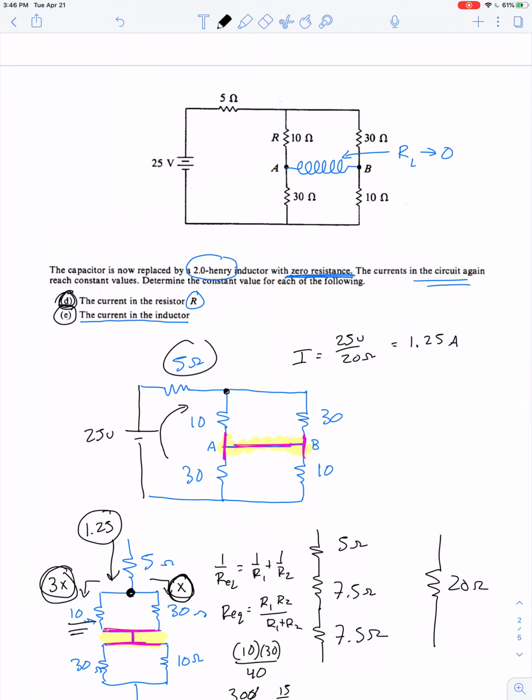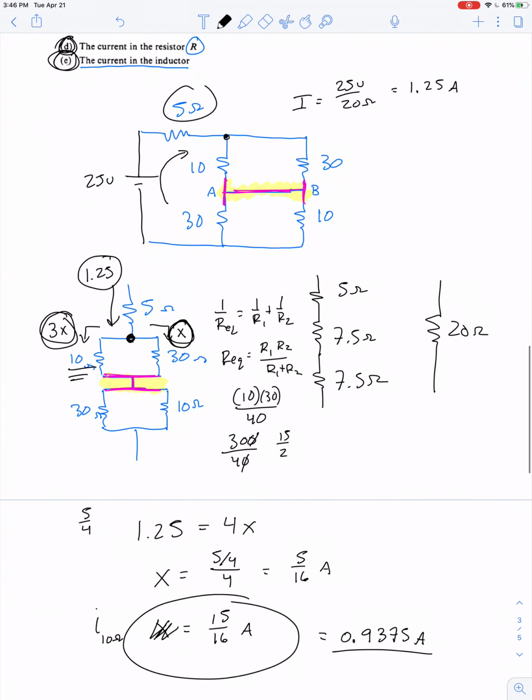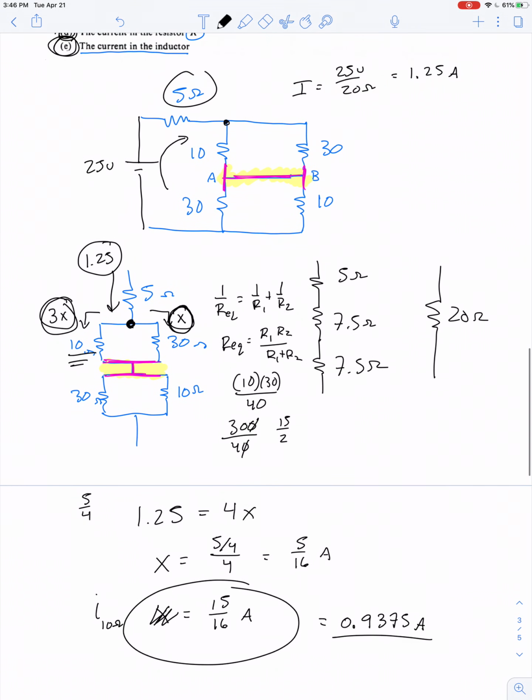We still need to find the answer to part E, the amount of current in the inductor. Well, let's draw this out. So now we know the current flowing here through the 5 ohm resistor is 1.25 amps. The current flowing here is, well, let's just call it 15/16 of an amp. The current flowing here is equal to 5/16 of an amp, right?